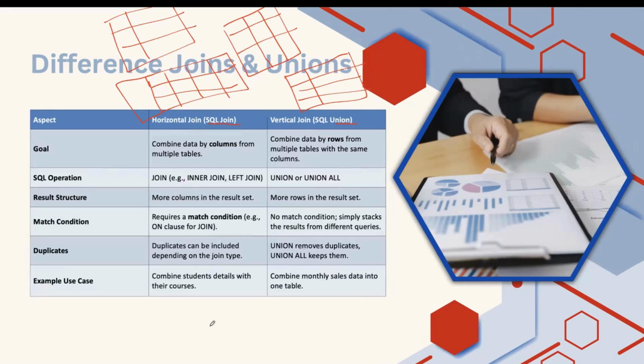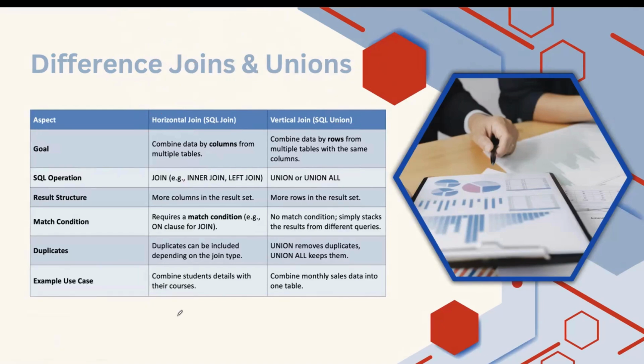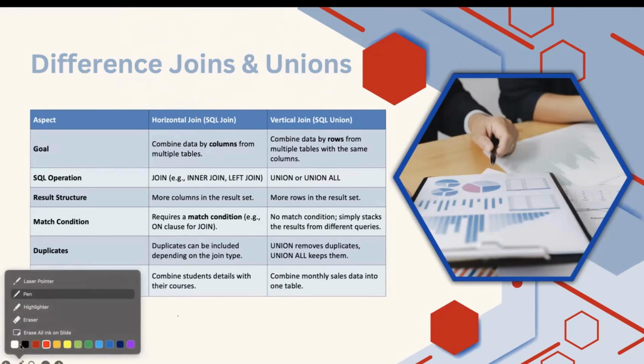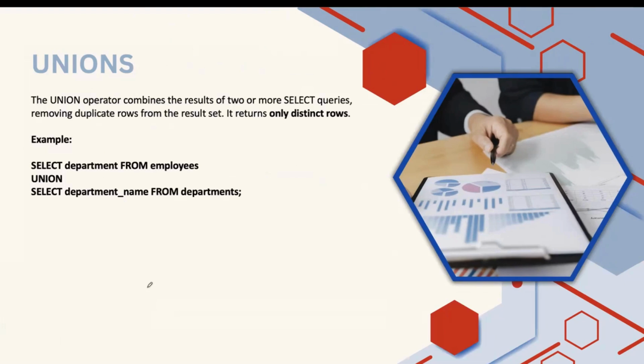For example, in the last session we already saw how they combine the students with the courses in the join. Now we are going to see how we can connect our monthly sales data, and how it will be available. So let me go back again, and I will show you our previous things. Okay. So this is the union.